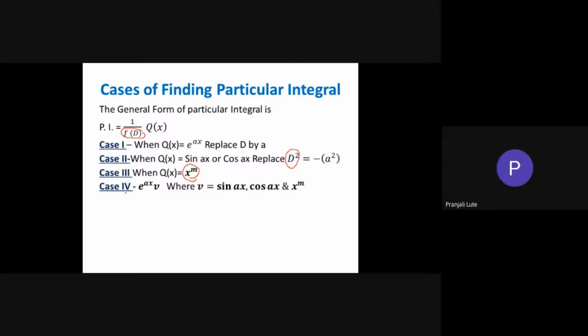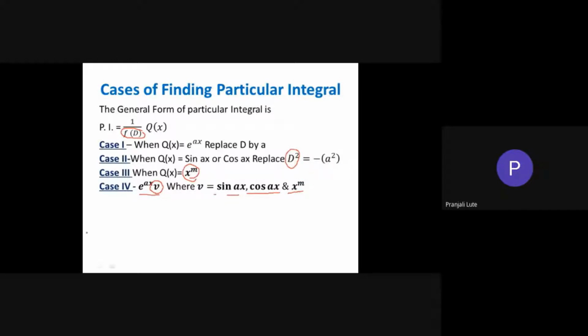Case 4 is when the right hand side, that is Q of x, is e to the power ax into V, and V is here sin ax, cos ax or x raised to power m. This means the term will be e to the power ax into sin ax, e to the power ax into cos ax, or e to the power ax into x raised to power m.